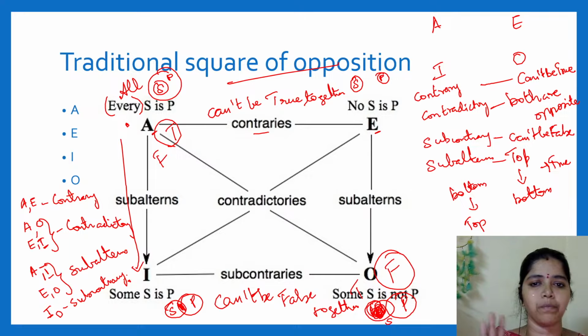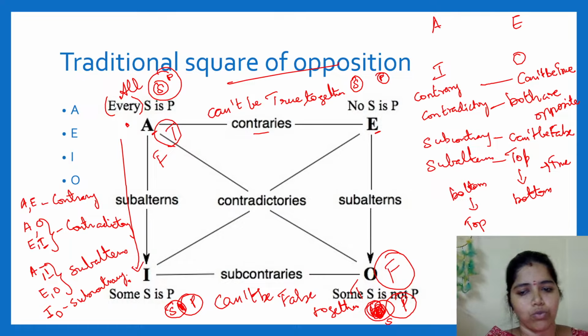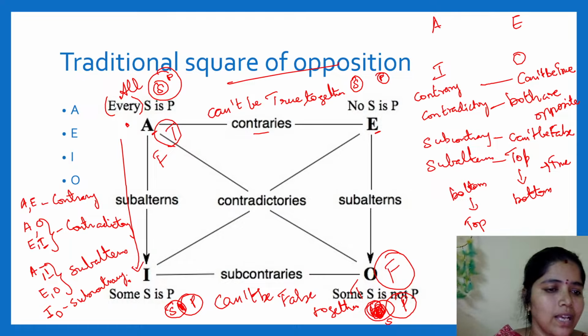Square of opposition, basic. Contrary, subcontrary, subaltern, contradictory. Contraries can't be true together, subcontraries can't be false together. And with contradictories, if one is true, the other will be false; if one is false, the other will be true. Clear? Note down these points.